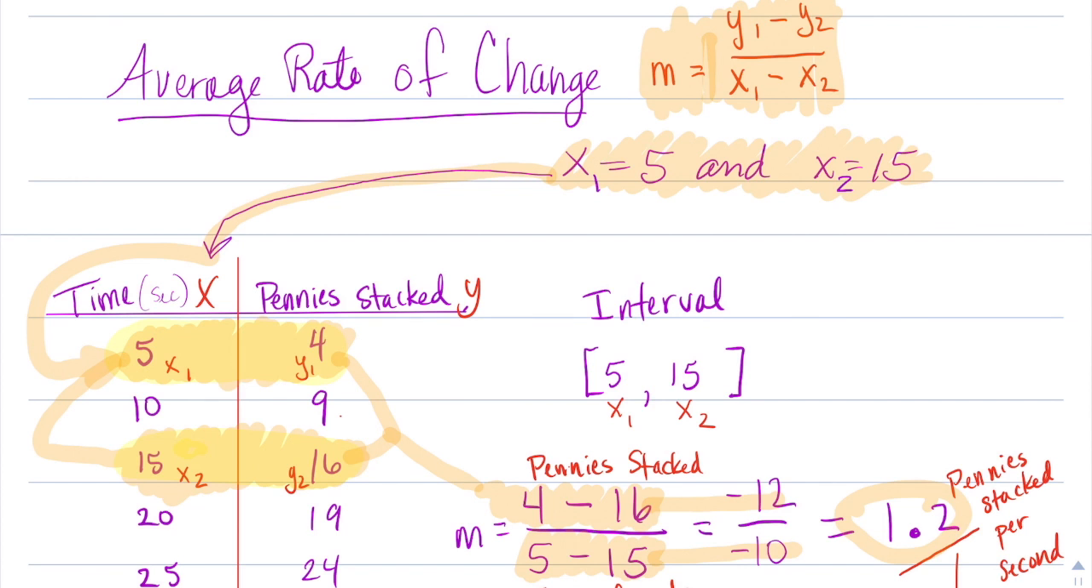Okay, so those were our steps. So we have an interval. We need a y value for each of those x values in our interval to plug into the formula. So now we're going to learn how to do that when we are given an equation. So we did intervals from tables, intervals from graphs, and now we're going to do intervals, an average rate of change, from an equation.